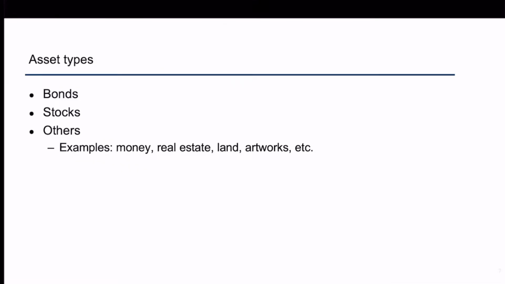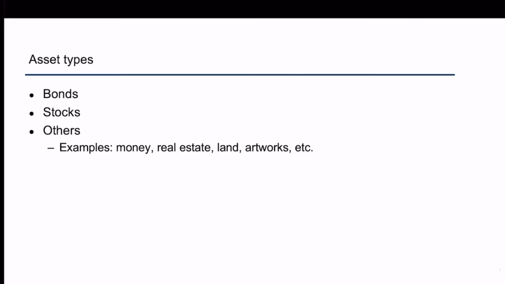So the next topic that we want to talk about is related to the asset types. When we are talking about money, when we are talking about wealth, we say that we are allocating our wealth between the monetary assets and the non-monetary assets. So then what can be the possible candidates for the non-monetary assets?